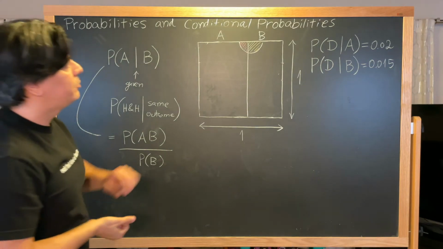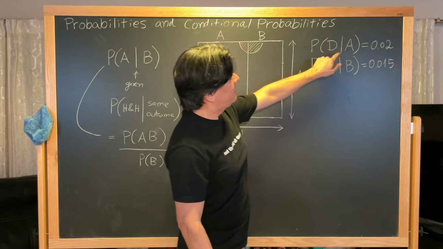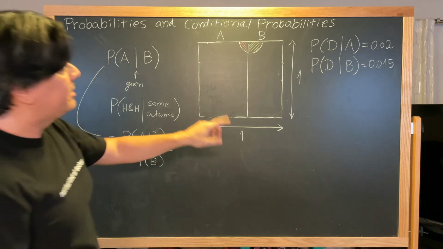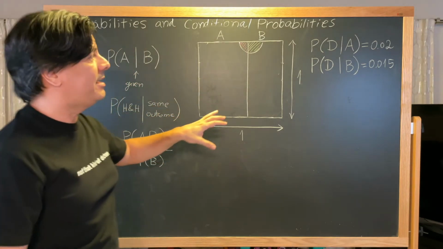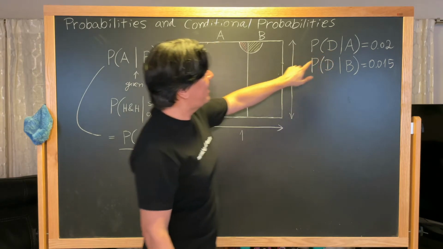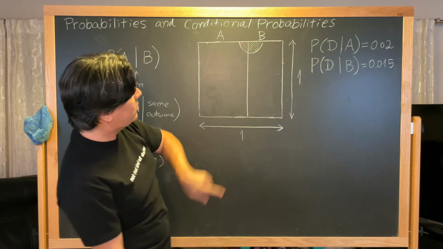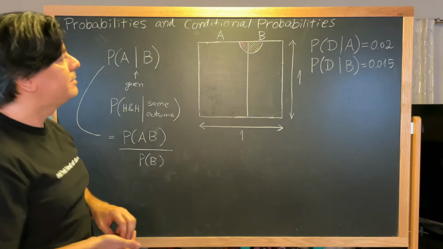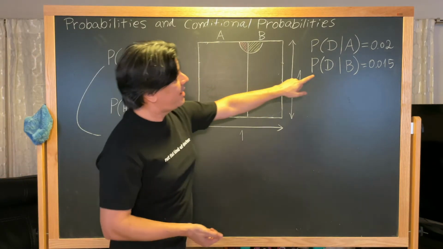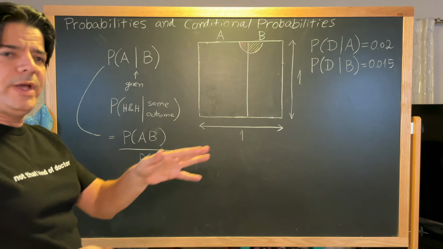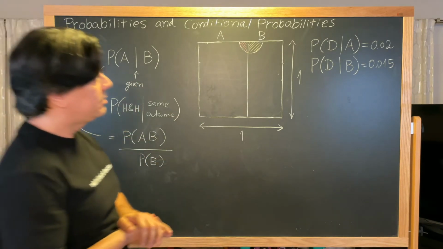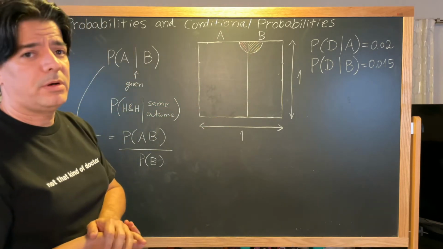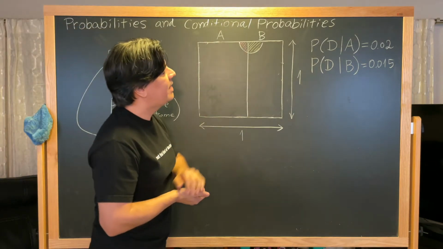Why did I paint them different? Well, what does this mean? This means the following. Given that your dart fell in the A side, the chance that it is defective, that is the chance that it fell in this red part, is 2%. And given that if I tell you in advance, I shoot a dart and it fell in the B part, then the chance that it fell inside the yellow part, that is defective, is 1.5%.